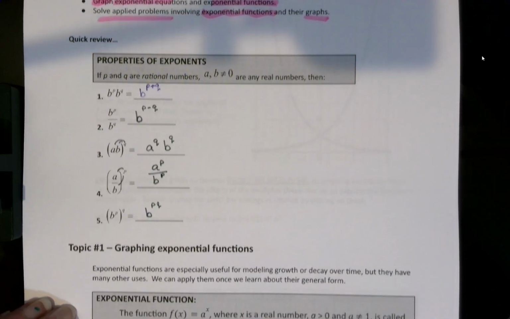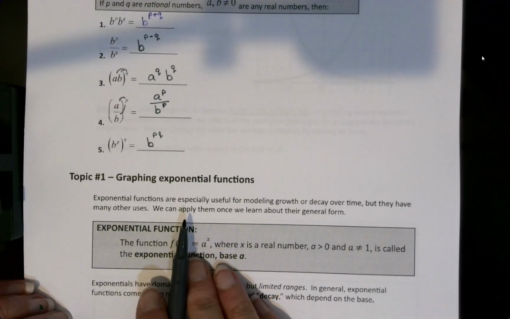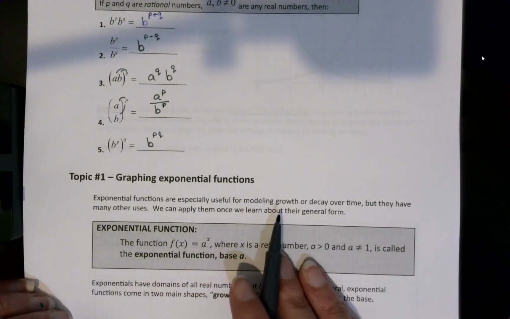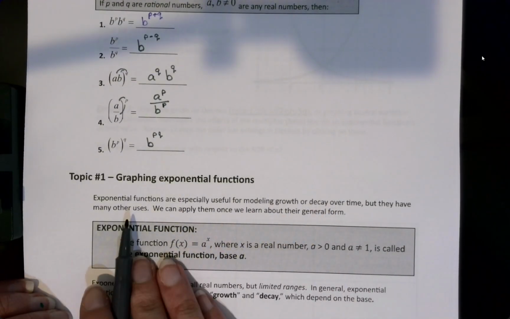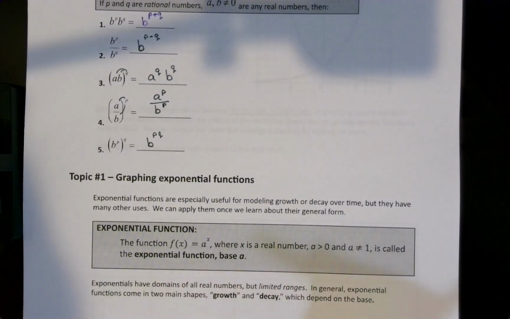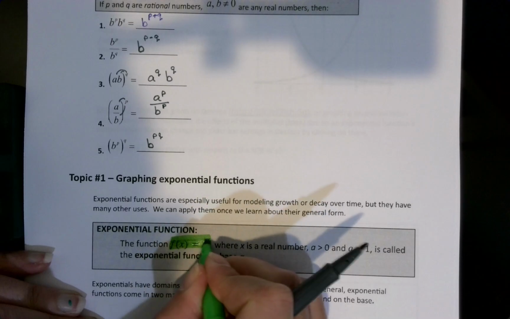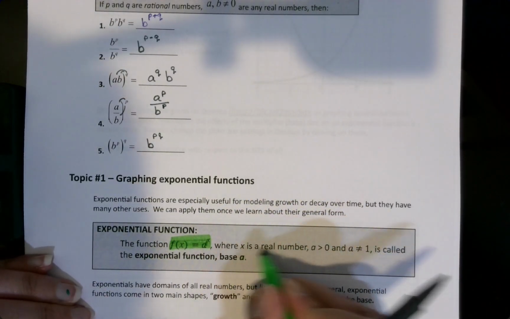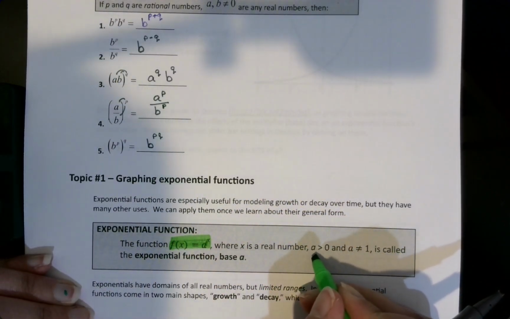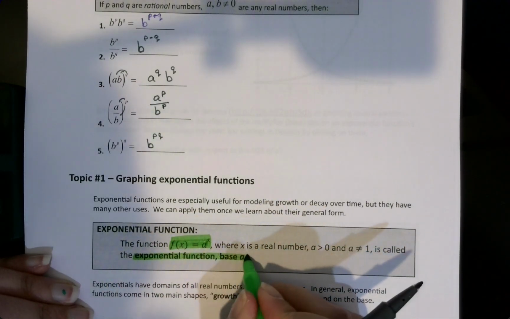All right, topic 1, graphing exponential functions. Exponential functions are especially useful for modeling growth or decay over time, but they have many other uses, and we can apply them once we learn more about their general forms. The function f of x equals a to the x, where x is any real number and a is a base that is greater than 0 but not equal to 1. It's called the exponential function with base a.